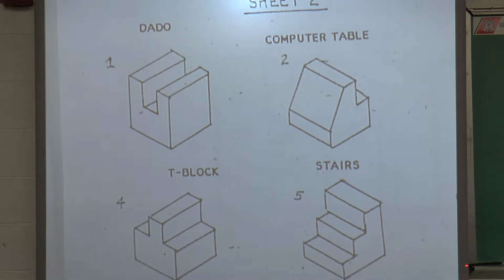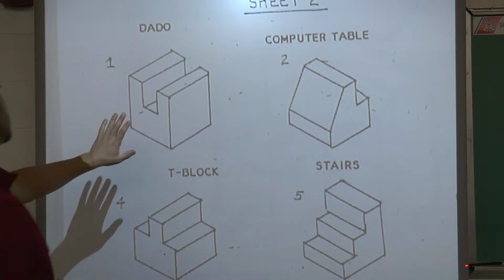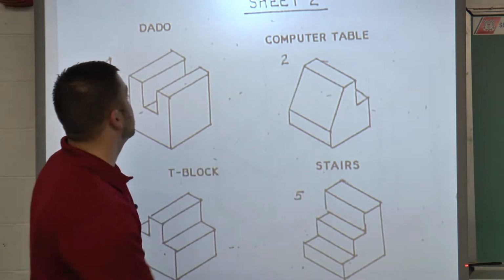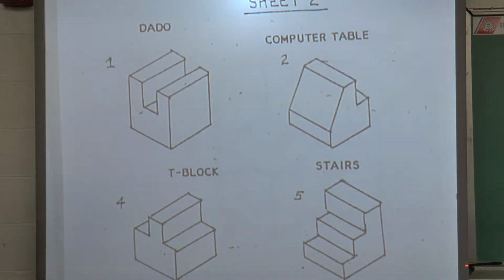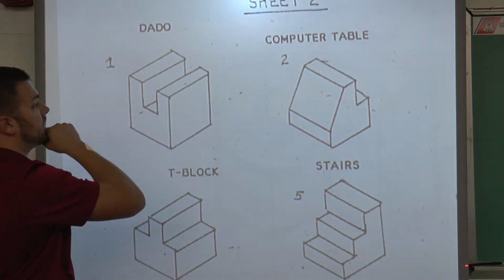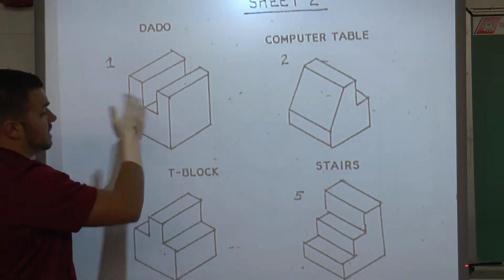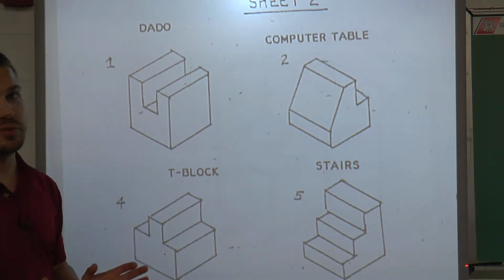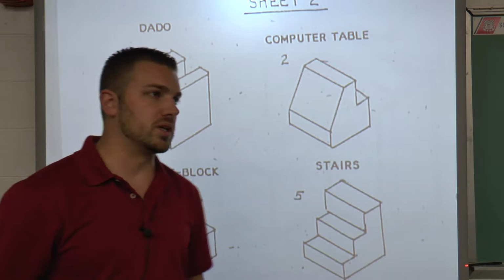So each image that you see here, I have actually 4 images, but I want you to focus on the top 2. I'm going to talk about the Dado for a second, and then we're going to move on to the computer table. The Dado is the first one we're going to do. What I want you to identify is the front, the side, and the top. There's a couple different ways to look at this.